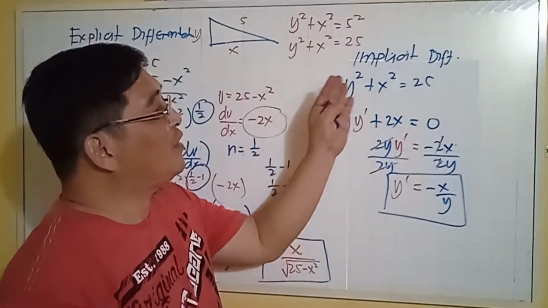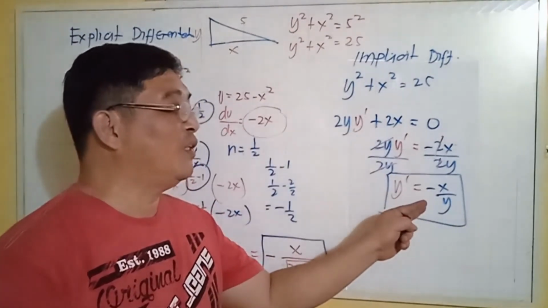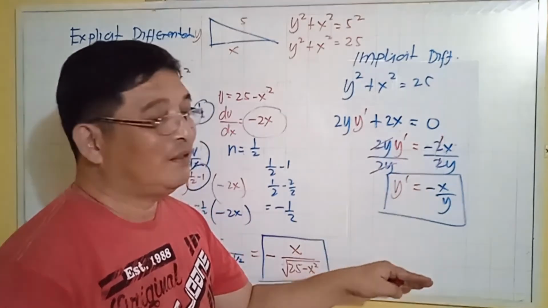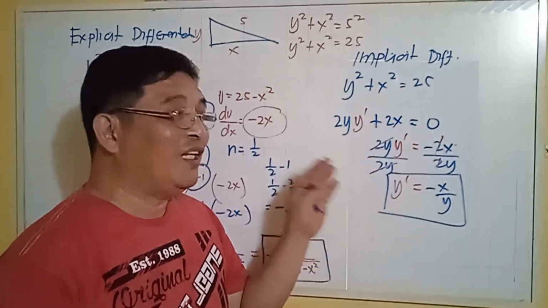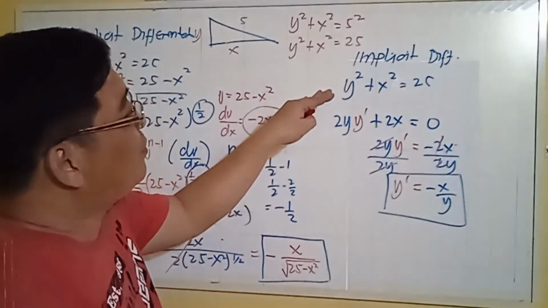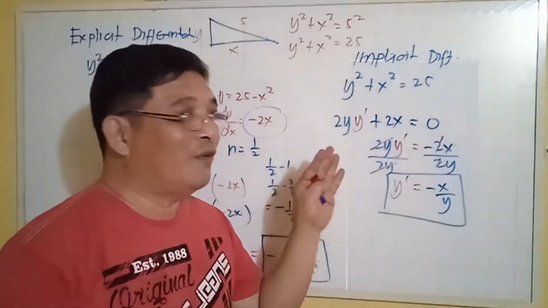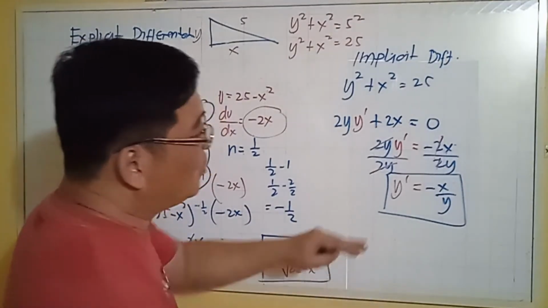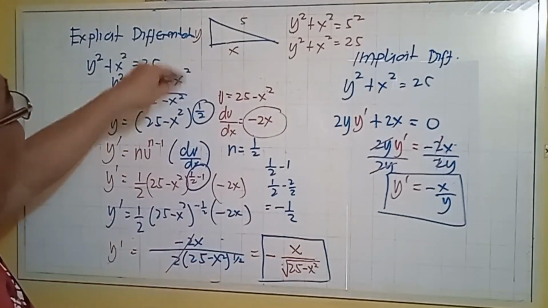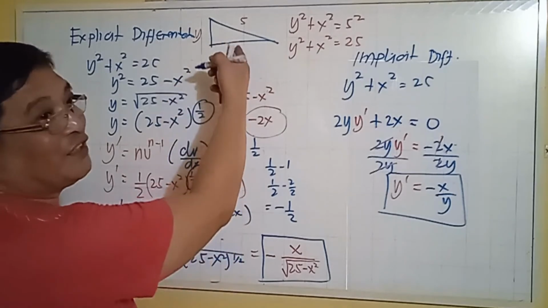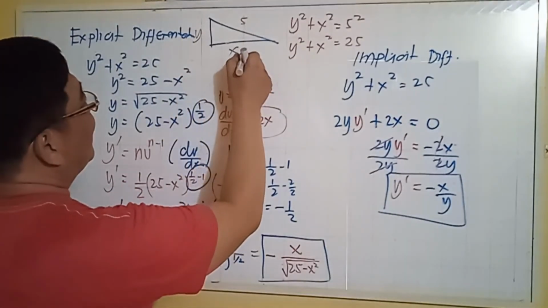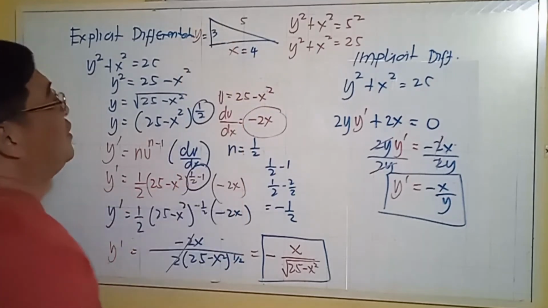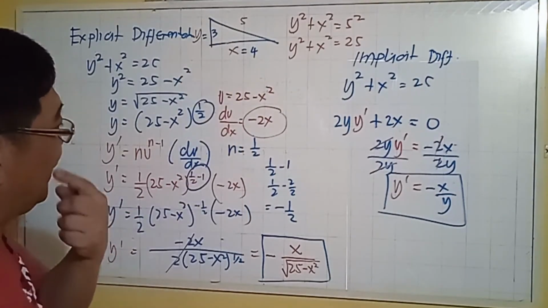Kung mapapansin niyo sa implicit differentiation, pati yung dependent variable at saka independent variable ay nandito sa equation sa bandang right. Nandun siya sa solution. So, malalaman natin pagka gumamit tayo ng implicit differentiation kung pati yung y variable ay nandoon din sa solution. I-check nga natin kung pareho yung magiging sagot using this one. Sabihin natin, dahil ito is the 3, 4, 5 triangle, sabihin natin this one is equals to 4 and this one is equals to 3.